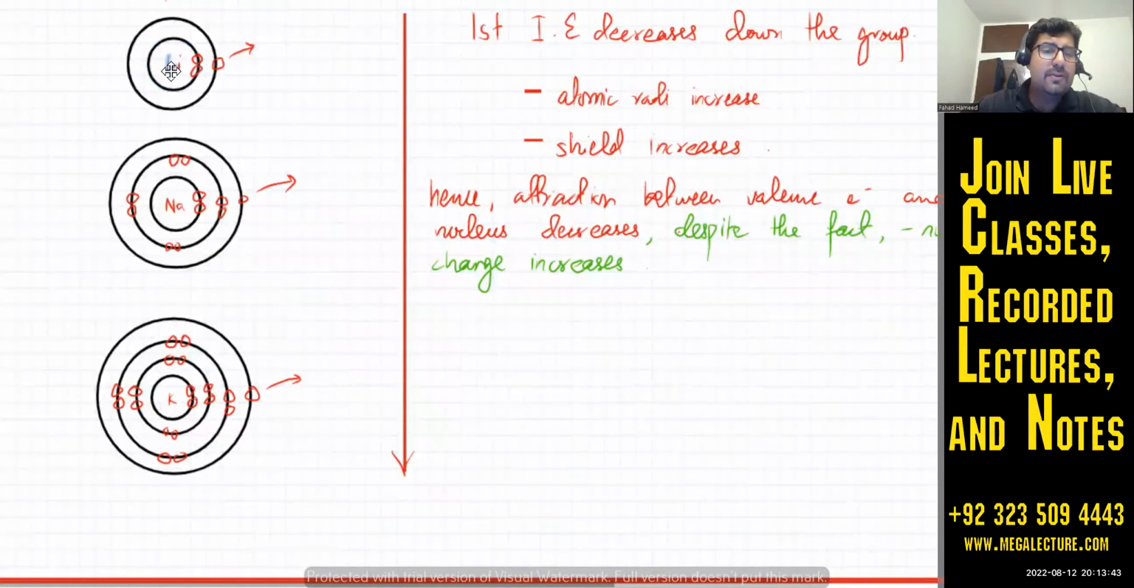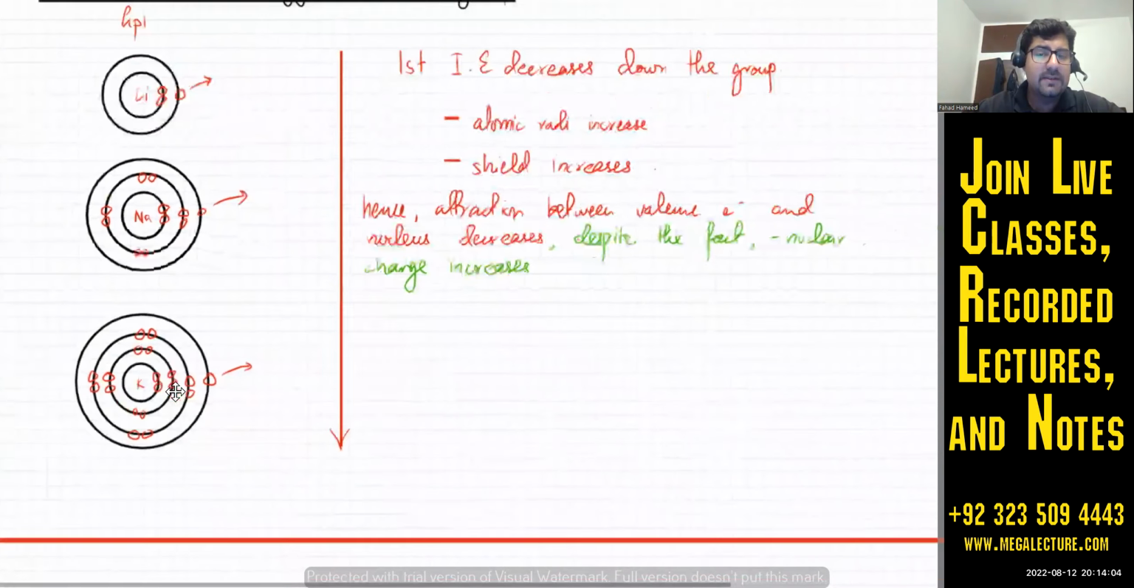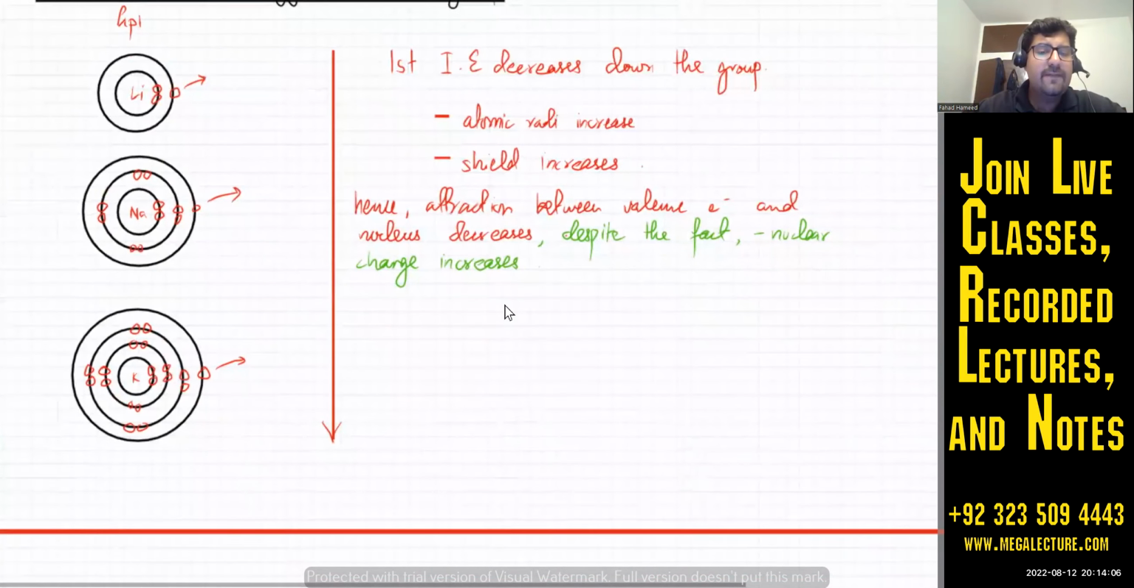Again, down the group, the protons are increasing. Like lithium has 3 protons, potassium has 19 protons. So protons suggest that down the group, it should become harder to remove electrons. Is that clear? That potassium has 19 protons, right? So this electron over here should be attracted more to the nucleus, and it should become harder to remove electrons. But there's only one factor that actually supports that. Two of the factors suggest that it becomes easier to remove electrons.